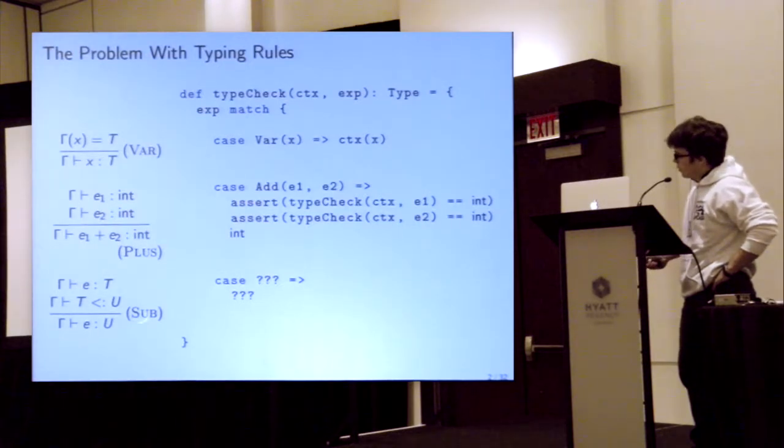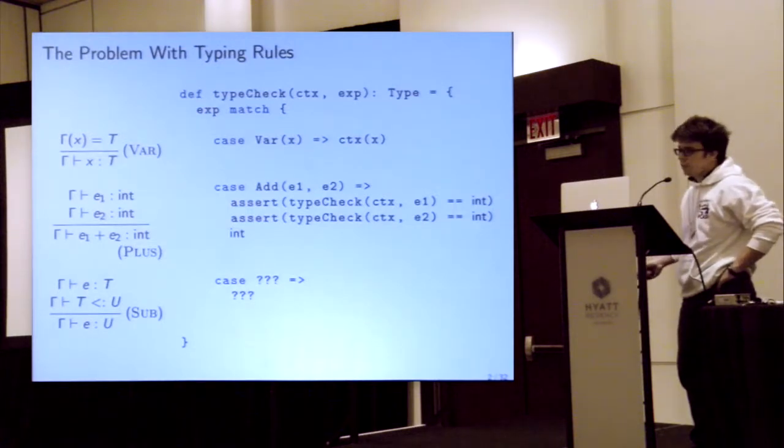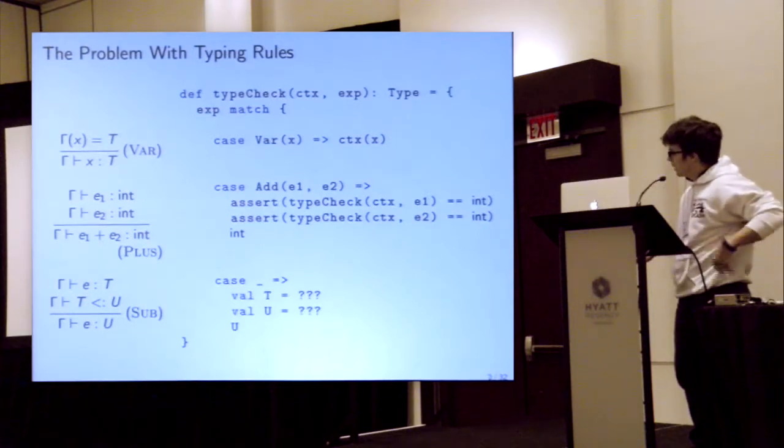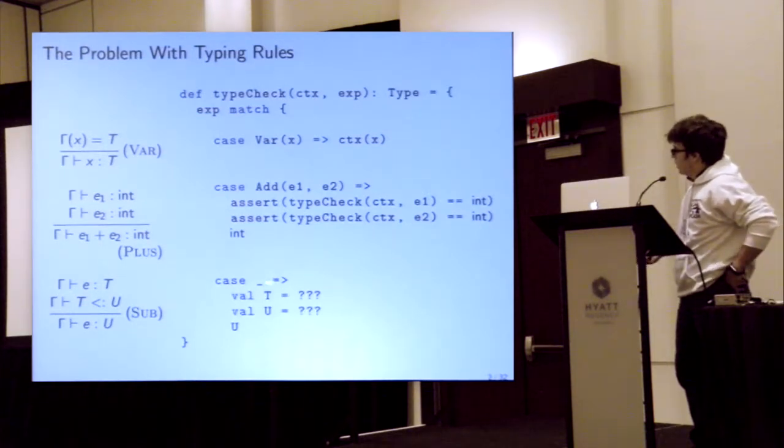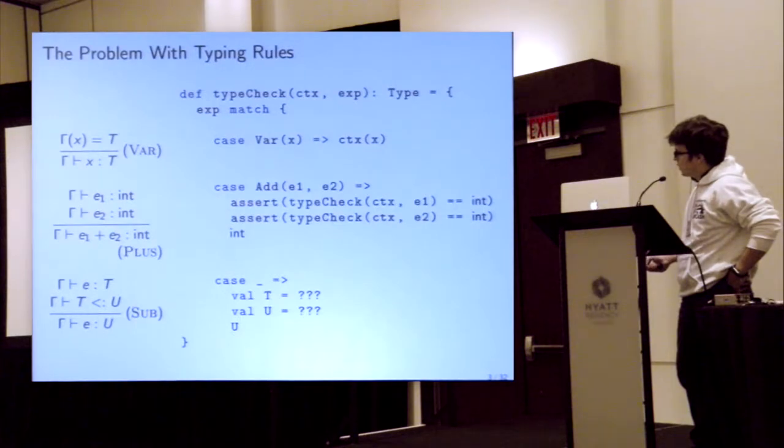So the first problem is that we don't know what to pattern match, because the E over here could be any expression, so E is unconstrained. And so even if we bite the bullet and we say, let's pattern match anything, we'll still have to guess what T and U are.